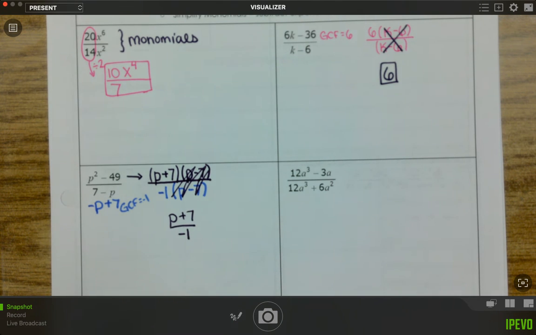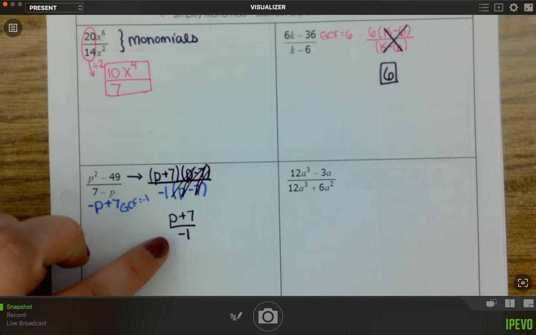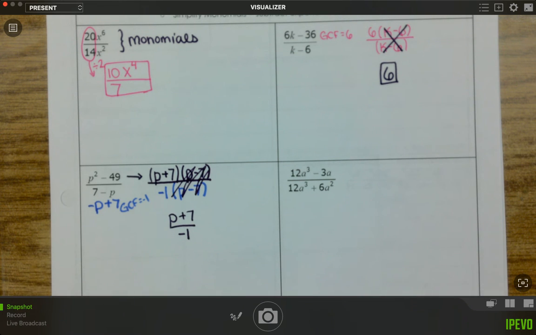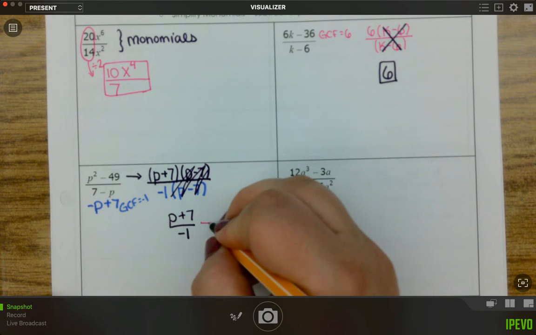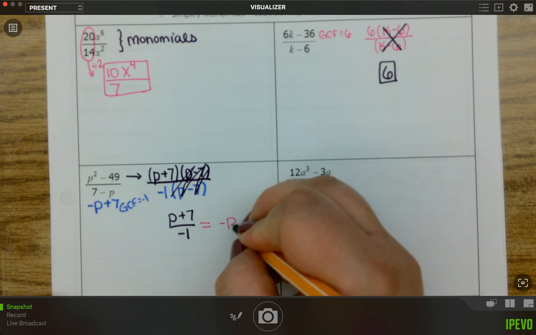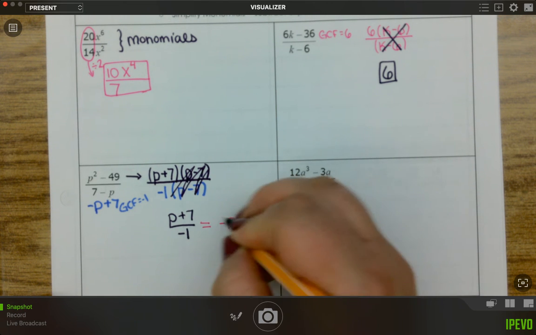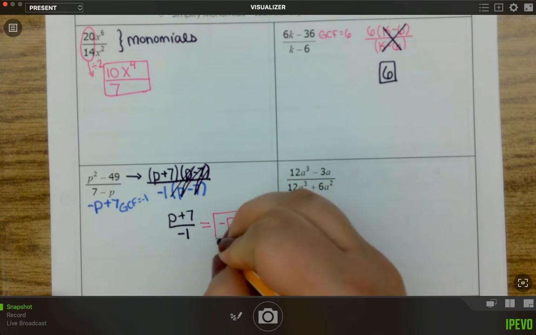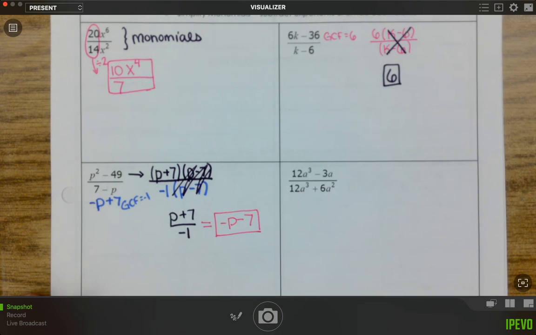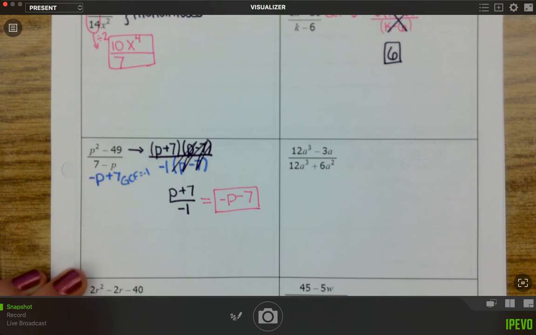Always check to see if you can actually divide both of these by this. You can. That's just going to make your answer negative p minus 7. Boom. And that one's a little tricky because you have to switch the order. Make sure your variable goes first.